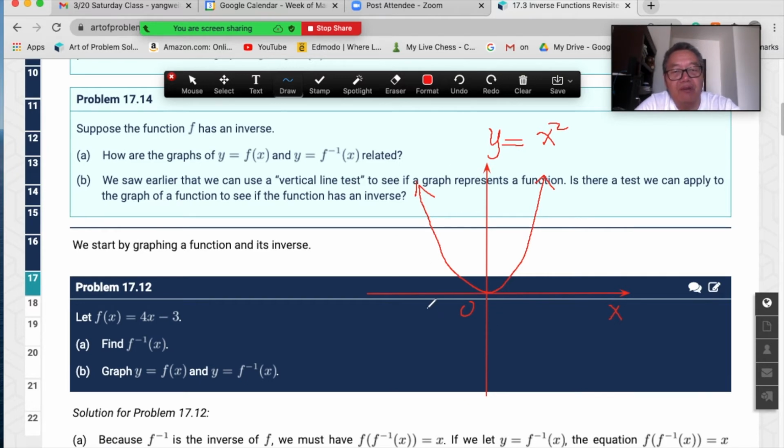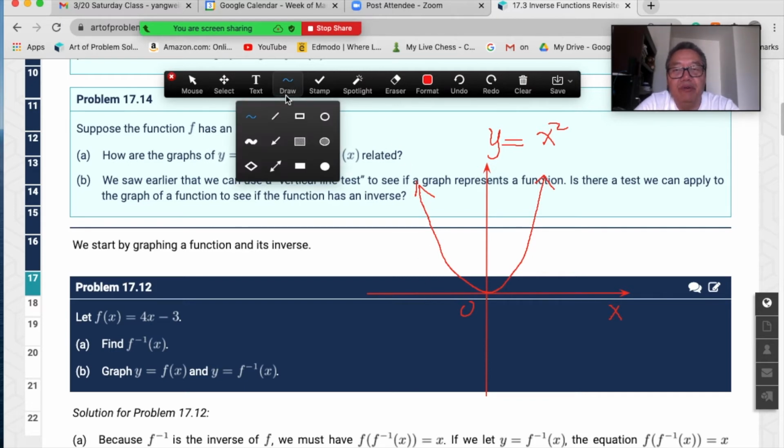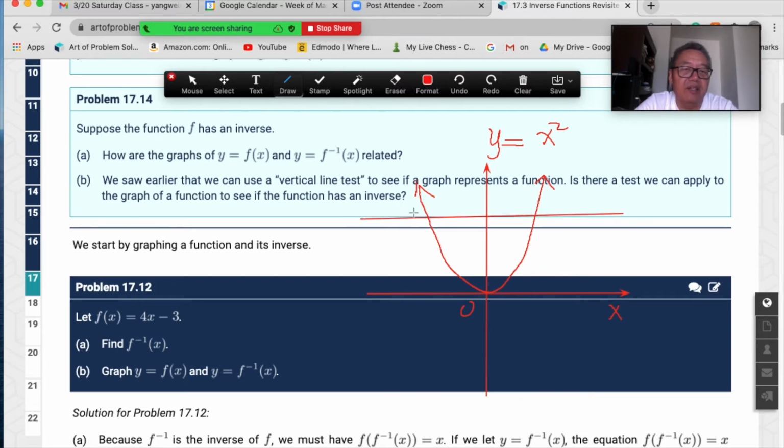When we draw a vertical line, we only get one intersection point. But now, if we check whether this one has an inverse function, then you draw a horizontal line. Then you have two intersection points. That means this function doesn't have an inverse function. If you try to get the inverse function, solving for x in terms of y, you get x equals plus or minus square root of y. You got two values: one is square root of y, another is negative square root of y.